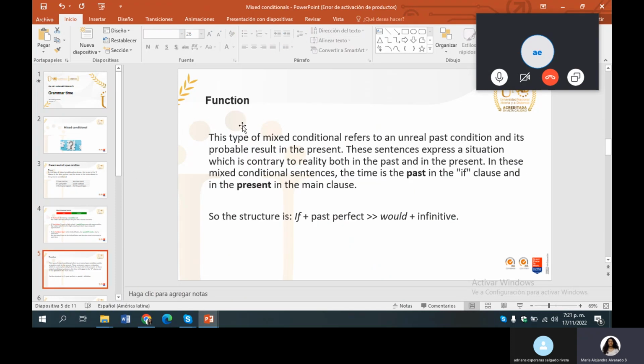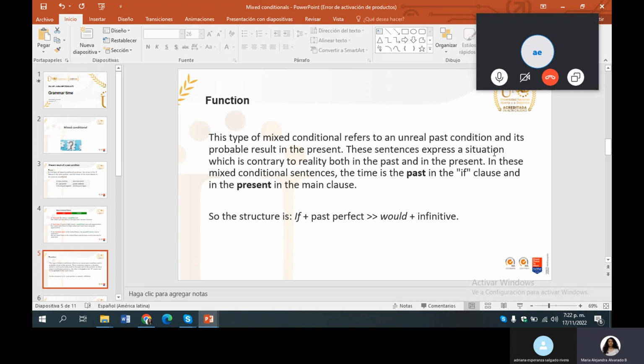Okay, here we have the function. This type of mixed conditional refers to unreal past conditions and its probable result in the present. As we could see, the situation happened in the past, and we cannot change the past, but we see the consequence in the present.